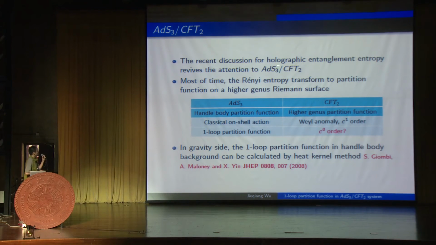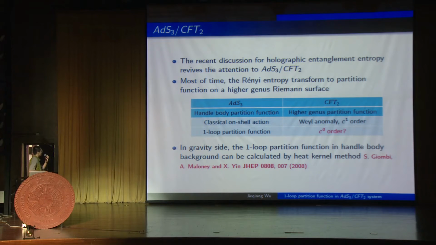Most of the time, when we study the Renyi entropy or entanglement entropy, by the replica trick it transforms to a partition function on a higher-genus Riemann surface. By the AdS3/CFT2 correspondence, the partition function in field theory should be dual to the handlebody partition function in gravity. And the classical on-shell action in gravity should be dual to the Weyl anomaly in field theory, which is of order c to the 1. And the one-loop partition function in gravity is dual to the c to the 0 order partition function in conformal field theory.